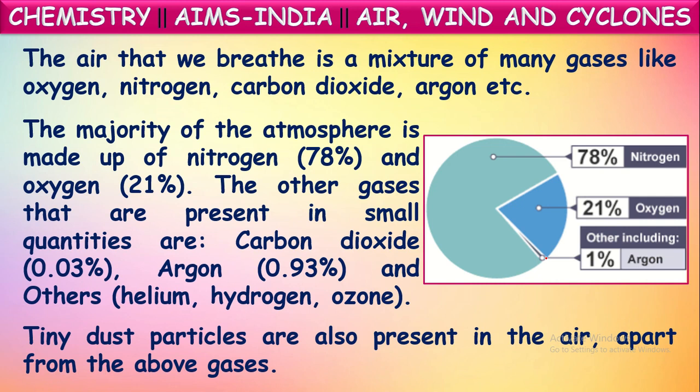In the atmospheric air, there are two gases in the major composition. One is nitrogen with 78% by volume, and the next one is oxygen, which is there at 21% by volume. In the remaining 1% only, all the other gases we discussed are present, like carbon dioxide, argon, helium, hydrogen, ozone, dust particles, and water vapor. These all are present in this remaining 1%.